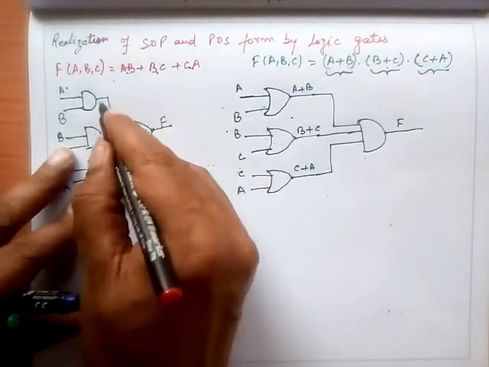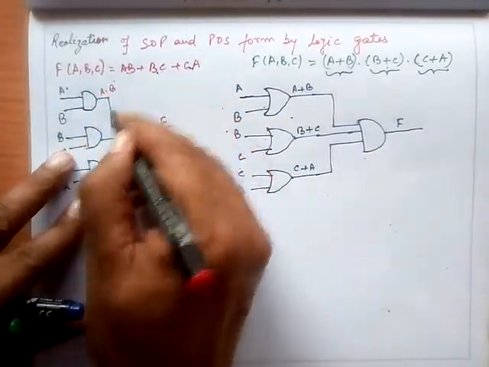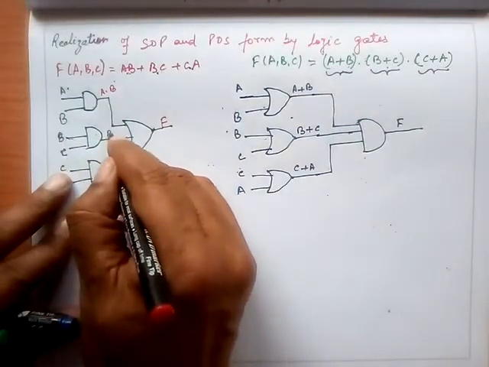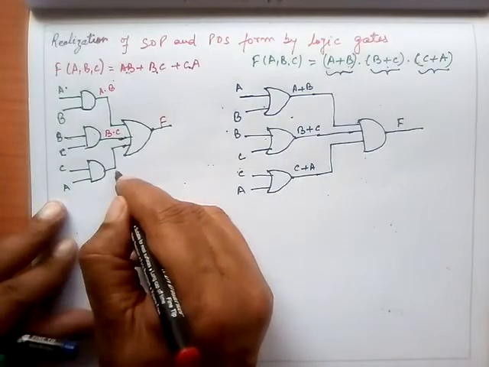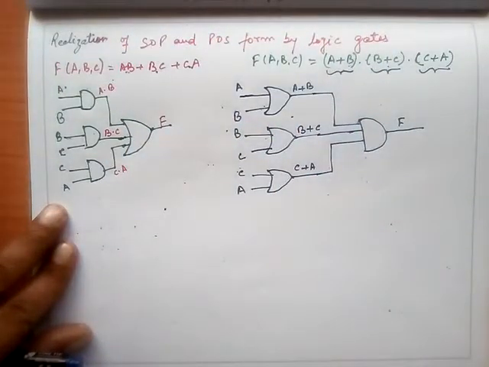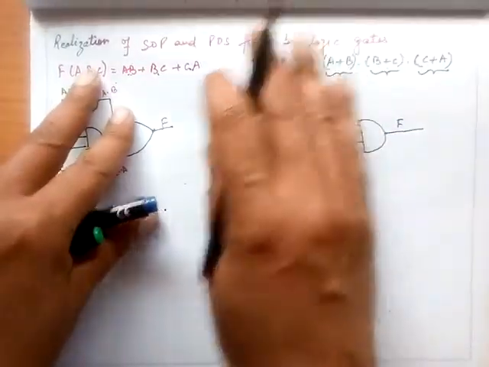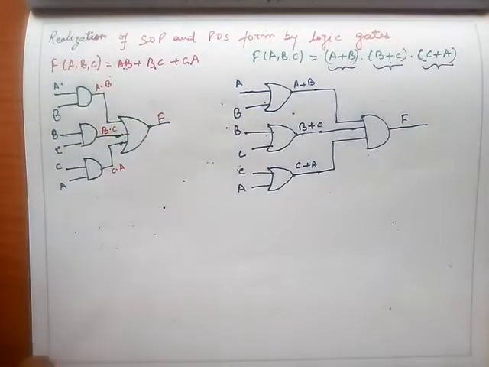Just see here, in the SOP case, at every stage I got a product. This is AB, I'll obtain A dot B here. BC, this is B, this is C, I'll obtain B dot C here. This is C, this is A, I'll obtain C dot A here, and overall this is my sum. Now, to realize SOP form and POS form, just observe one more thing. I apply the same kind of inputs here.